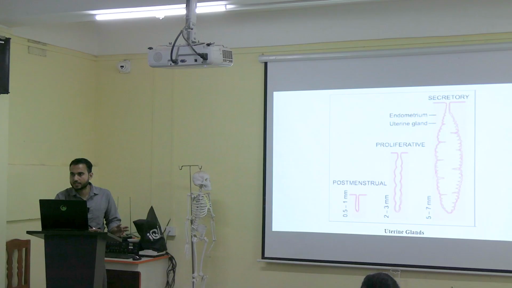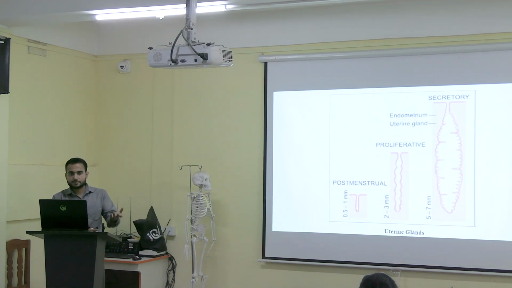What type of secretion? Glycogen and lipid. This will be filled inside the gland, especially in the secretory phase. Why? Because it is expecting that after ovulation, if fertilization takes place, it has to provide nutrition. That's why it is getting ready in the secretory phase, and that's why those secretions are present inside the gland.